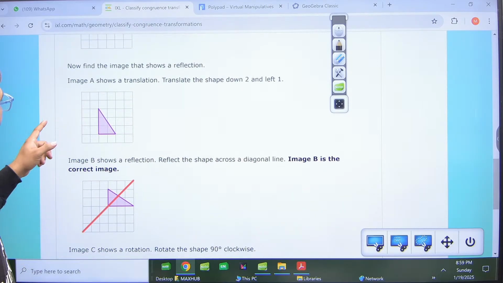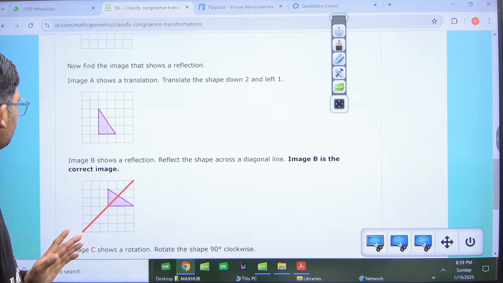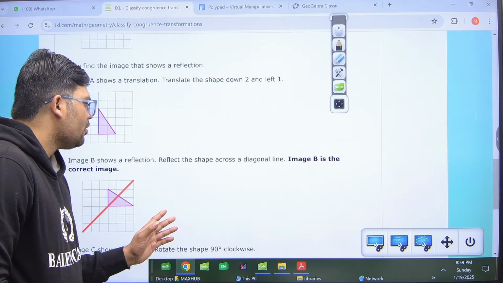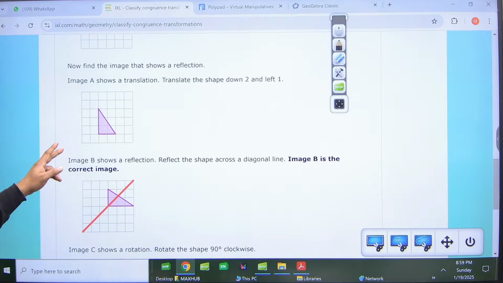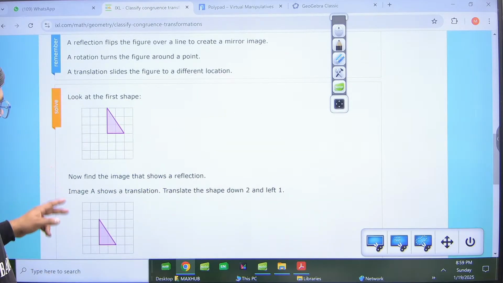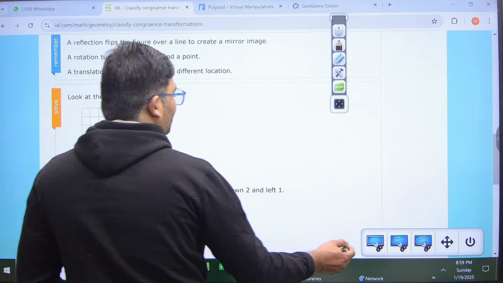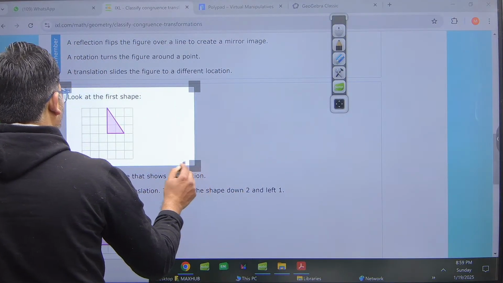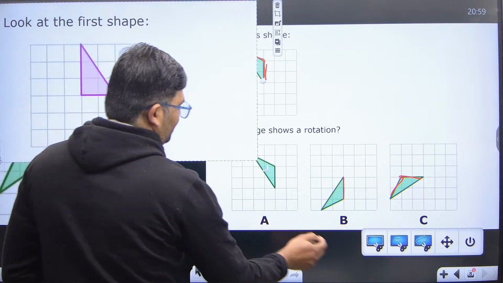Okay, so image A shows the translation. Image B shows the reflection. Reflect the shape across the diagonal line. Oh ho ho. So there is... what one is this? Okay, I'm telling you, there are three kinds of reflection, not one kind of reflection. Okay, let me show you on the next page.